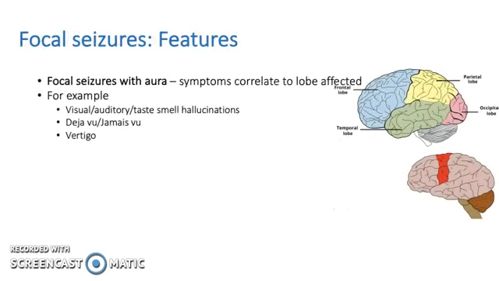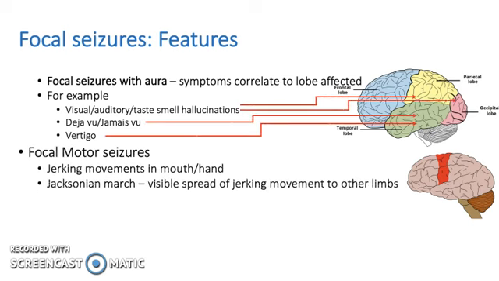In focal seizures, symptoms correlate to the part of the brain affected. These seizures do not usually result in a loss of consciousness. The occipital lobe contains the majority of the visual cortex and is responsible for the processing of visual information. Therefore, seizures in this area can cause visual hallucinations or cortical blindness.